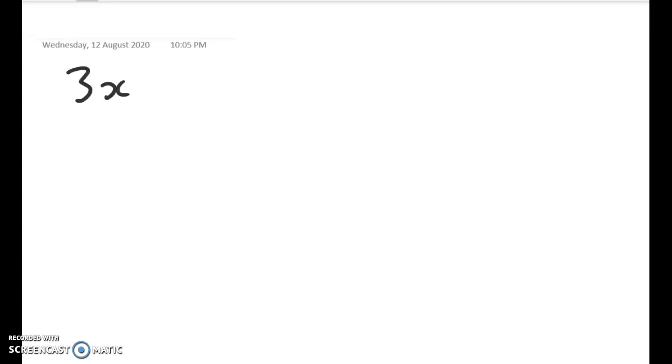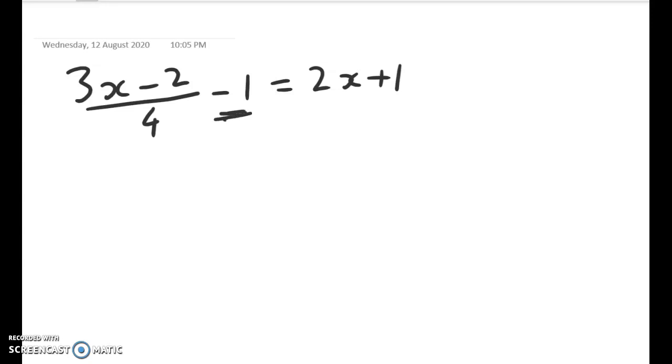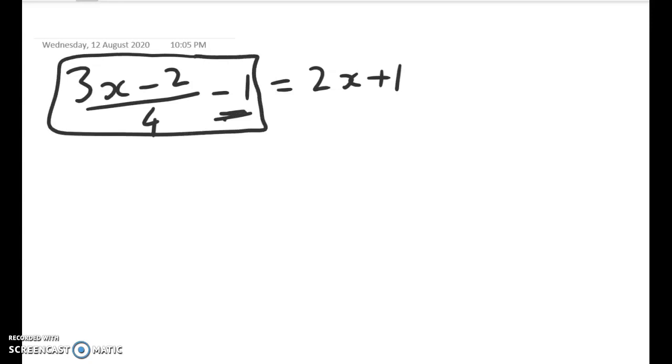Okay, so let's look at the first one. We've got (3x minus 2) over 4, take away 1 is 2x plus 1. You can see that we've got x's on both sides. I always start when I've got a fraction and then a number sitting out separately. I look at this and I kind of think about how that got formed. But you do this so automatically that you won't need to do it for very long.